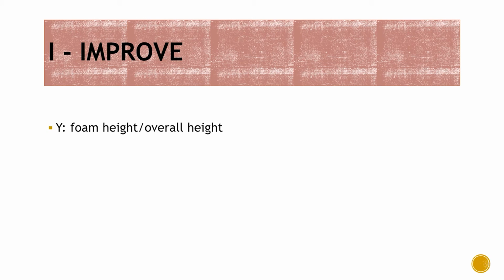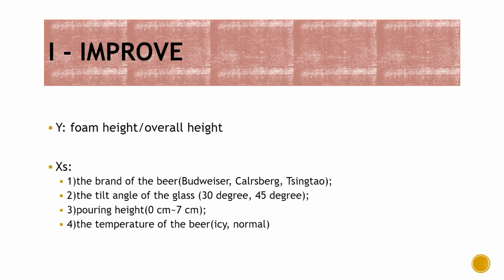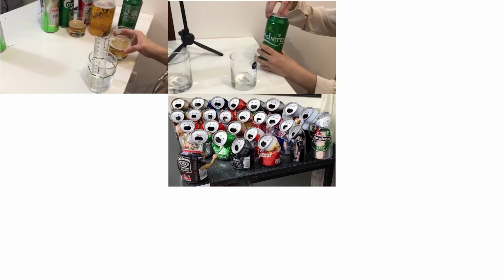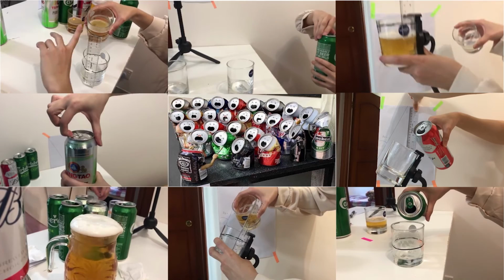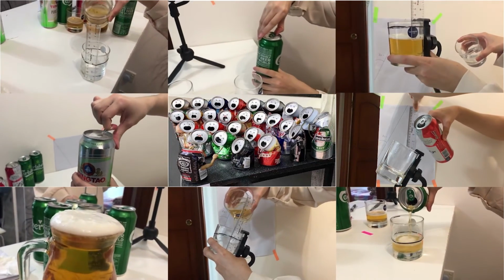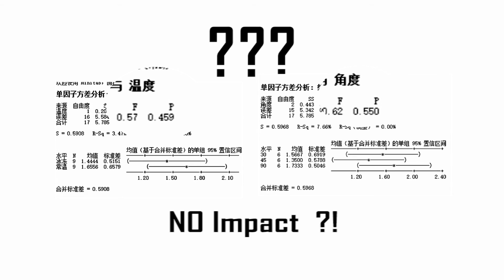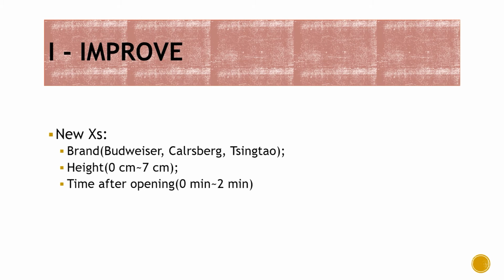In the improve stage, we experimented on the DOE analysis with Minitab based on the results. During the experiment, we found that the angle and temperature of the bottle caused almost no impact on the result. So we narrowed our focus to the other 3 factors: beer brand, height, and time interval.